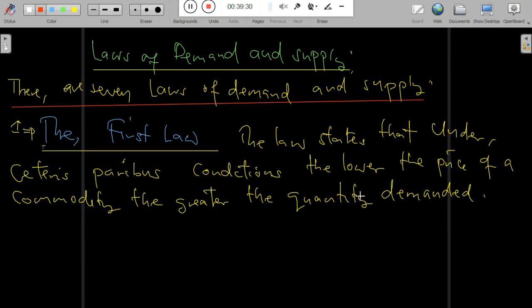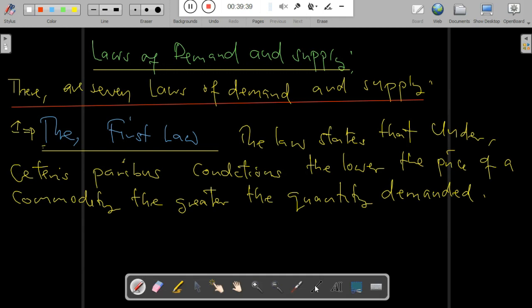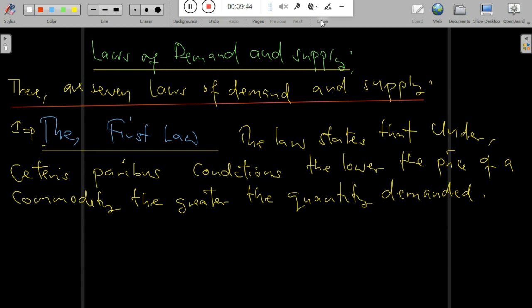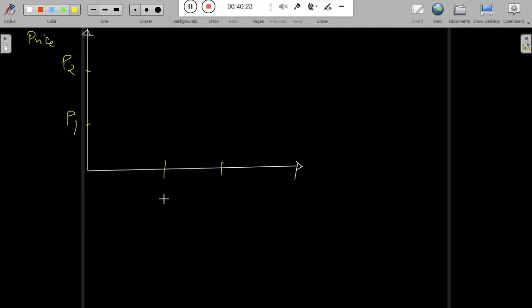So we have the price on the left hand side, and we have the quantity demanded as well. So we have price 1, price 2, and we have quantity 1 and quantity 2. The first law demonstrates that under ceteris paribus, the lower the price of a commodity, the greater the quantity demanded. This means that when the price is low, the quantity demanded increases.